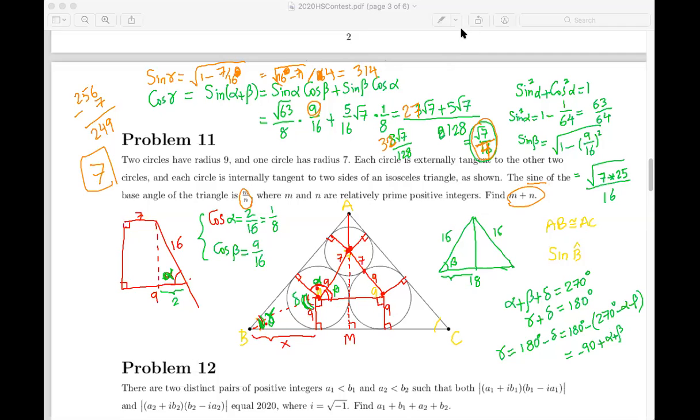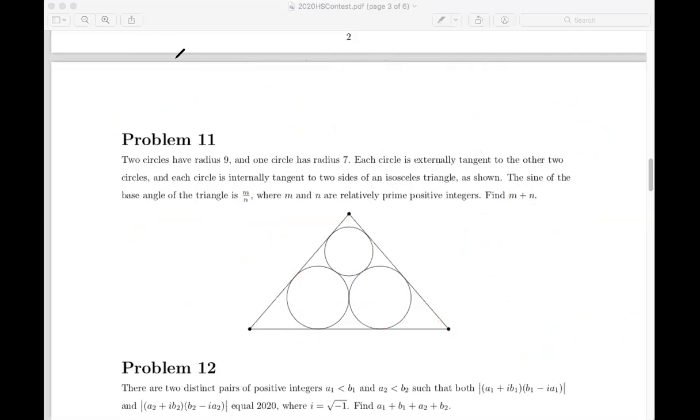Took longer than it should have. Let's move on to problem 12.